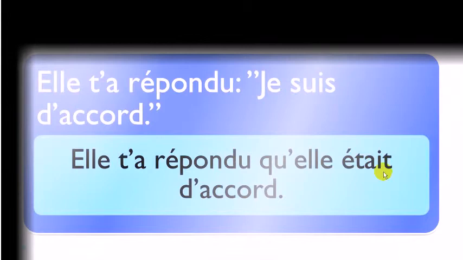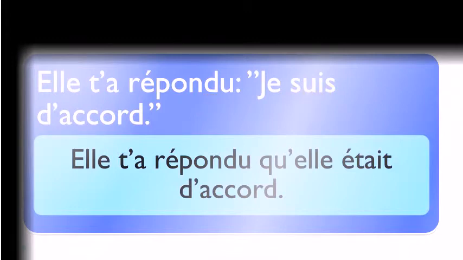That's the rule, okay? Don't think about why or how, just put it in the imparfait, okay? And you get the sentence, elle t'a répondu qu'elle était d'accord. All right? So this is the way that you should follow if you want to make this discours indirect. In the first part you've got the past, and in the second part you've got the present form.